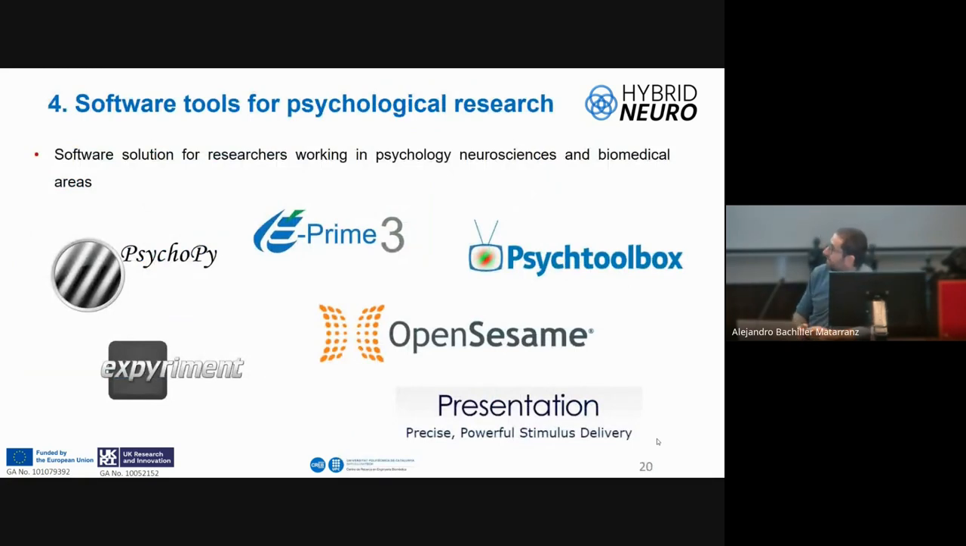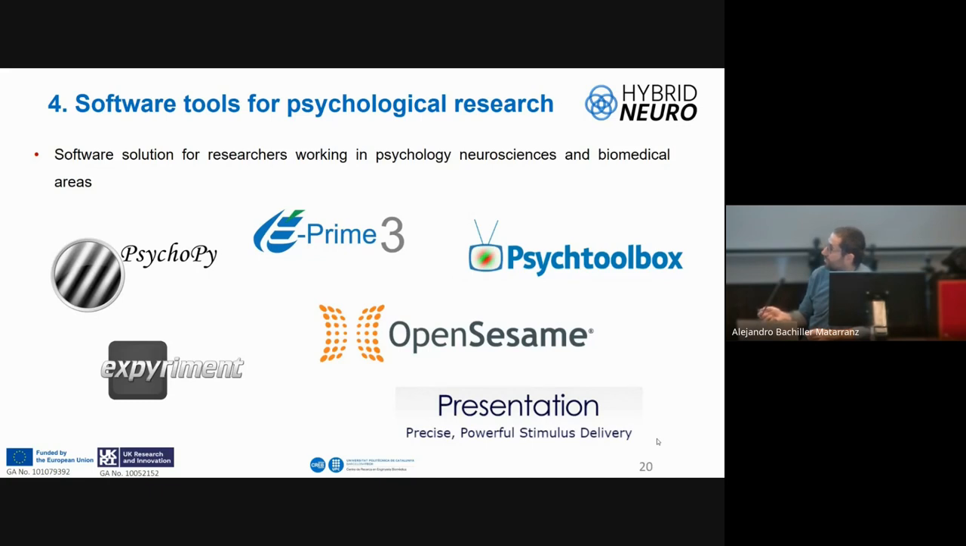Now I will present some different software tools for psychological research. There are a lot of them. The more common are E-Prime, PsychoPy, and SIGS toolboxes. But in the past, Experiment or Presentation were very common, and OpenSesame is starting to have a lot of relevance in this case. Then I will compare these two kinds of software solution.